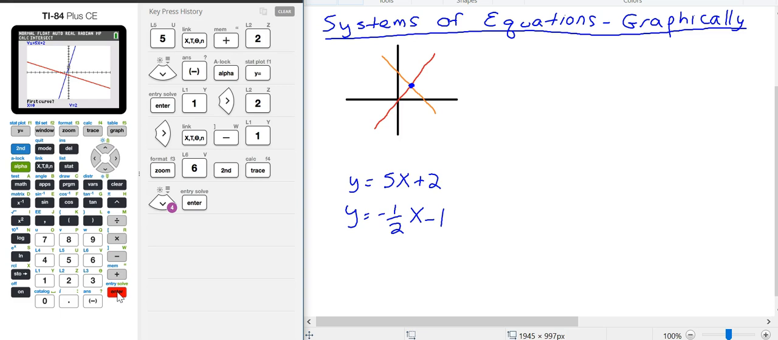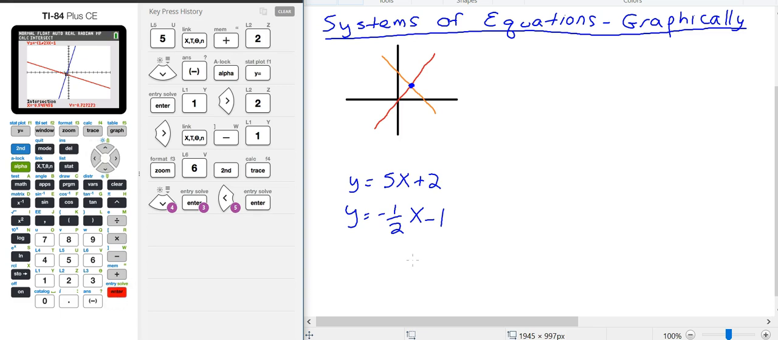Now the calculator is asking us what is the first curve? What is our first function? What is our first equation? And the cursor is already on it, so press enter. Now the calculator is asking us where is the second curve? What's the second function? That red one. Press enter. Now the calculator is asking us to guess where do we think it is? So we're going to scroll over somewhere over there and press enter.